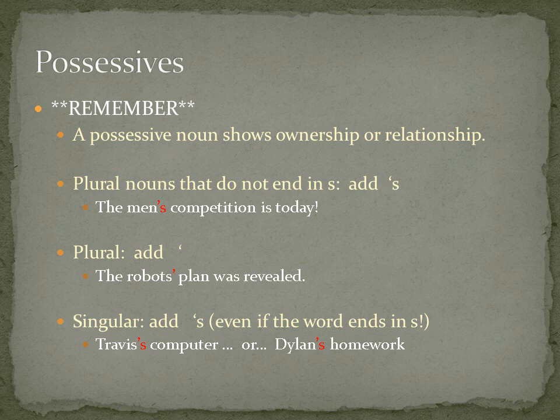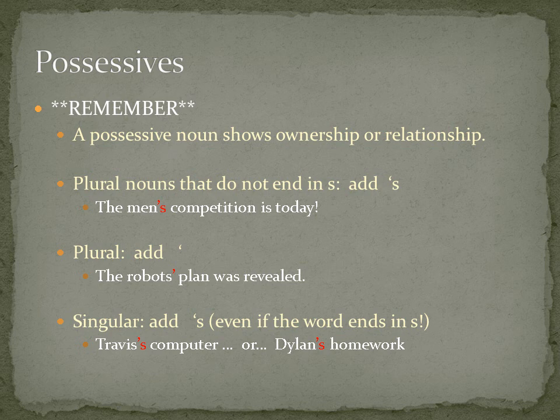Next, if it's just plural, add an apostrophe. For example, the robots' plan was revealed. The word robots is plural. We know this because it ends with an S. If it's plural and it ends with an S, you just want to add an apostrophe at the end.